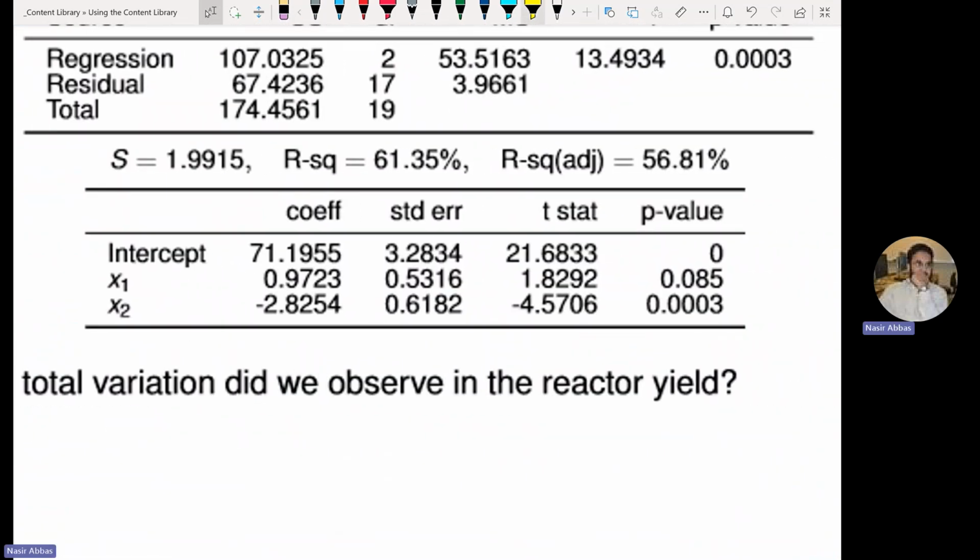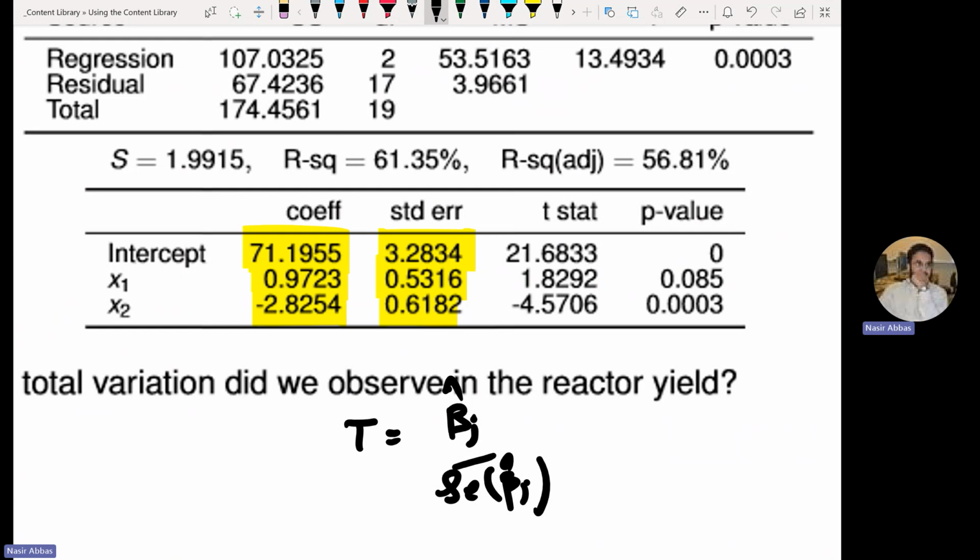You see, we are giving you the coefficients. This is what? 71.1955. What is this? B naught. What is 0.9723? B1. What is minus 2.8254? What is 3.28? It's the standard error of B naught. What is this one? It's the standard error of B1. What is 0.61? It's the standard error of the next coefficient. So we'll give you the standard errors. No need to do any calculation. What you need to do is remember that the T statistic is basically the coefficient divided by the standard error.